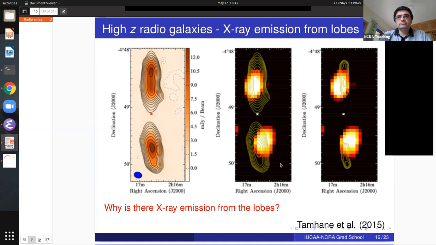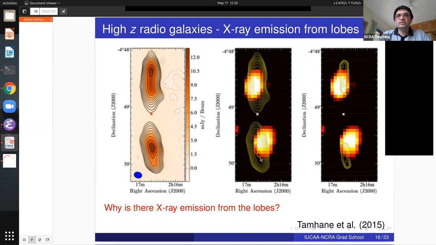Okay. So I'm not going to tell you the answer. I will tell you the answer next time if none of you gets it. But please think about this before the next class. There is a radio galaxy which is at high redshift 1.3. It shows clear radio lobes and it also shows clear X-ray emission from those radio lobes.